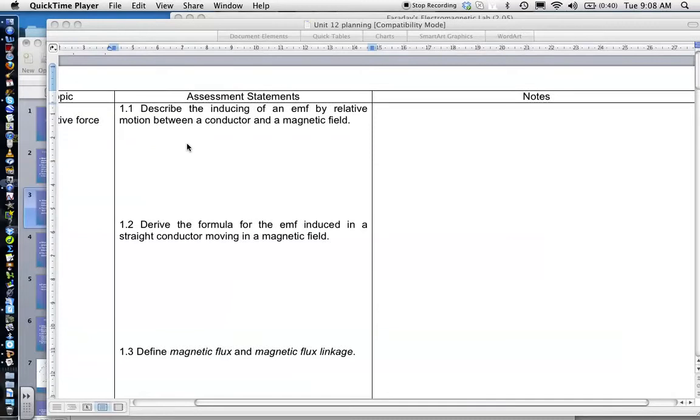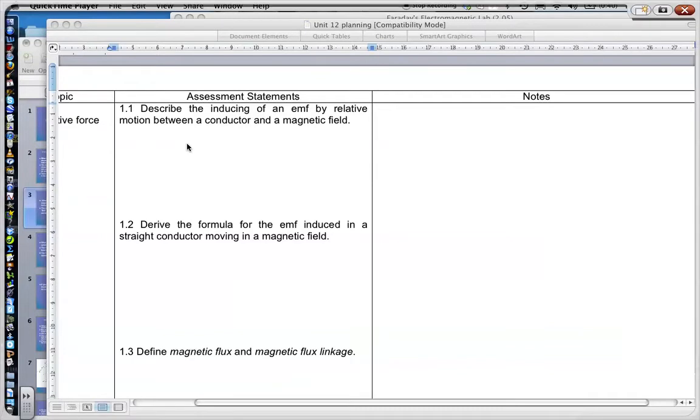This is the first in the Unit 13 discussions that I'm going to record for your use, and the first thing that we are going to look at is this idea of inducing an EMF by the relative motion of a conductor and a magnetic field. Inducing an EMF by the relative motion between a conductor and a magnetic field.